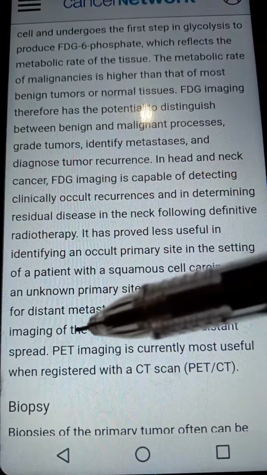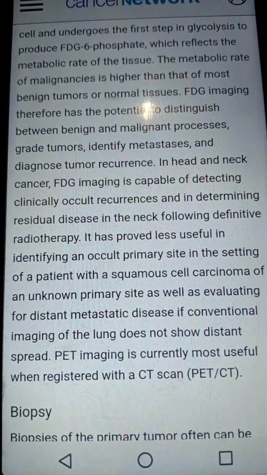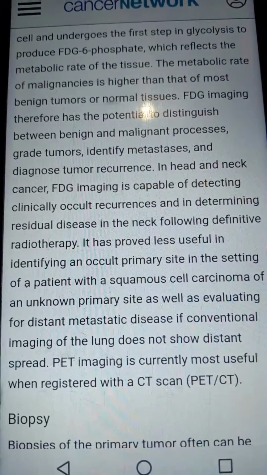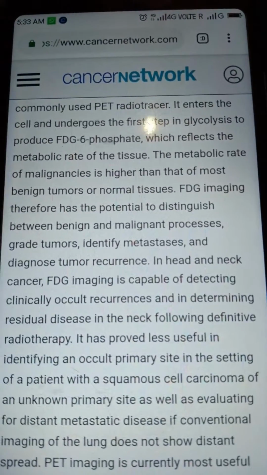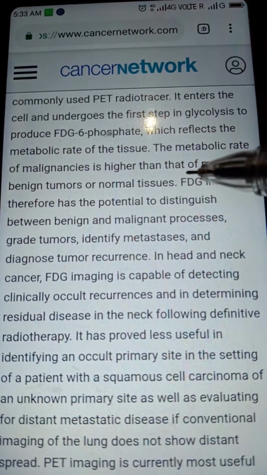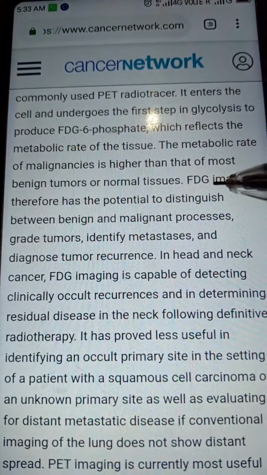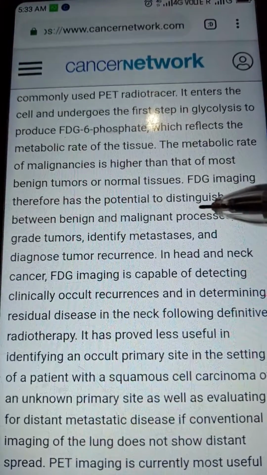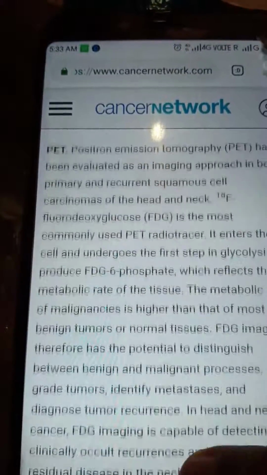PET scan, positron emission tomography imaging, is currently most useful when registered with a CT scan, CT. What is the basis? The metabolic rate of malignancy is higher than that of most benign tumors or normal tissues. FDG imaging therefore has a potential to distinguish between benign and malignant processes.